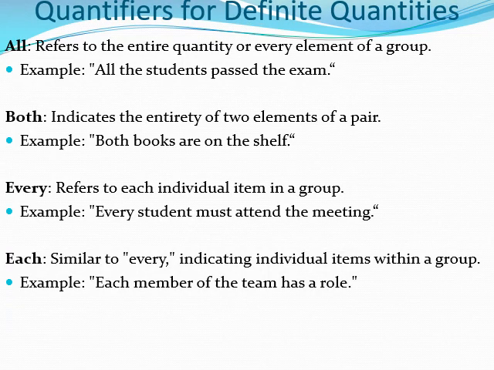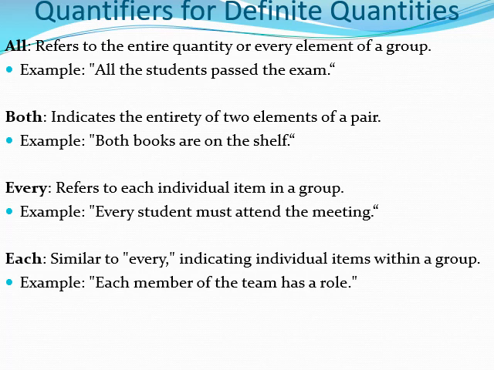Now we'll look at quantifiers for definite quantities. All, both, every, and each. All refers to the entire quantity or every element of a group. Example, all the students passed the exam. Everybody, all of them, without exception.